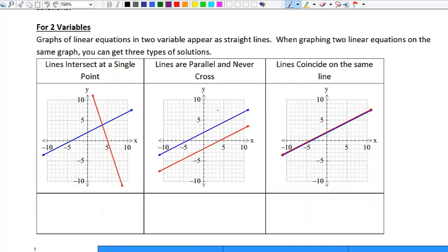So for two variables, graphs of linear equations in two variables appear as straight lines on a graph, okay? So when you graph two linear equations on the same graph, you can get three types of solutions. The first type is if the lines intersect, you'll get one unique solution. And your solution is going to be some ordered pair x, y.